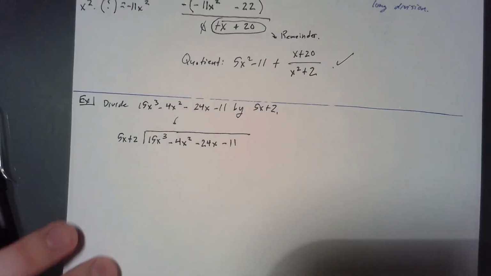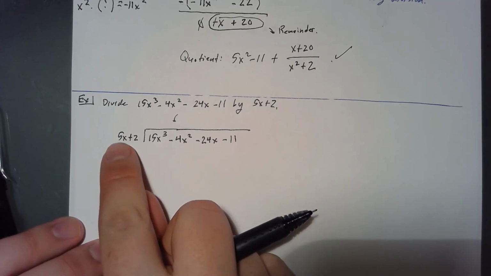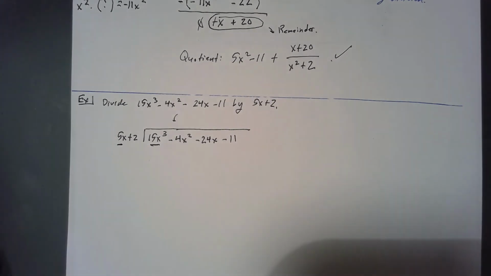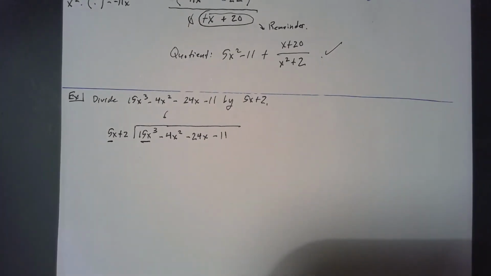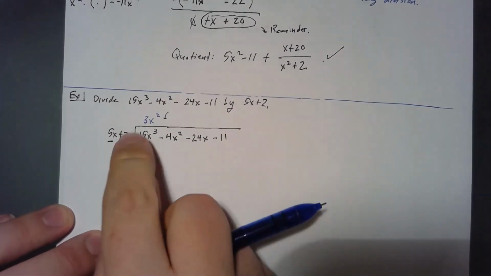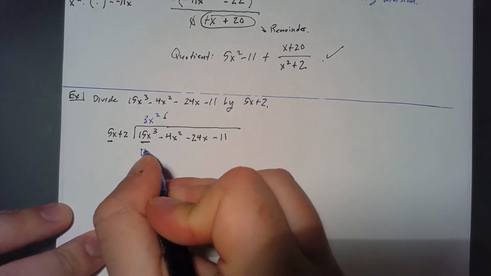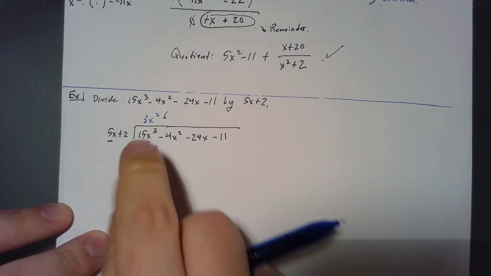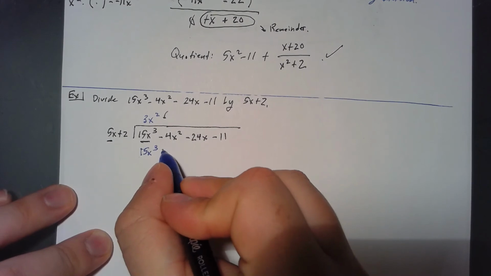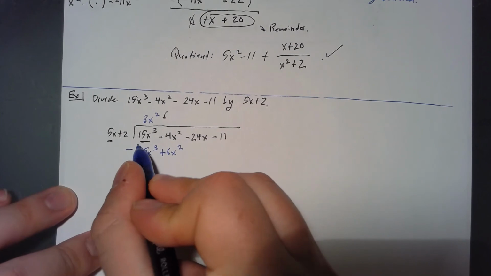All right. So how many times does 5x go into 15x cubed? You know, how many times does this value go into this value? So that's going to be what? 3x squared? All right, 3x squared times 5x gives you 15x cubed. 3x squared times 2 is 6x squared. Notice how I put it underneath the x squared terms. So subtract the whole thing.